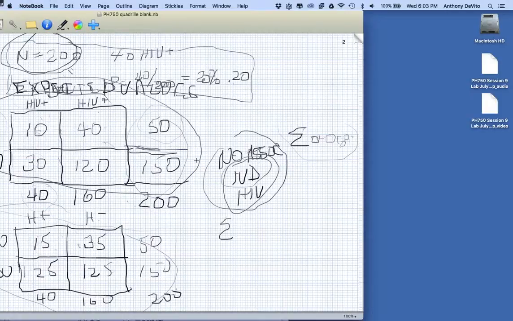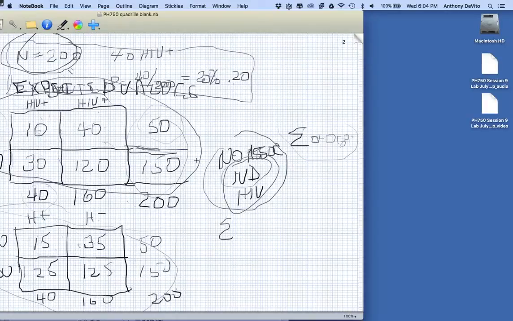Everybody get why I'm saying that? In other words, the bigger the differences between the expected values and what I actually observed, the more likely it is that IV drug use has something to do with being HIV positive. There's an association. Are you comfortable with that?